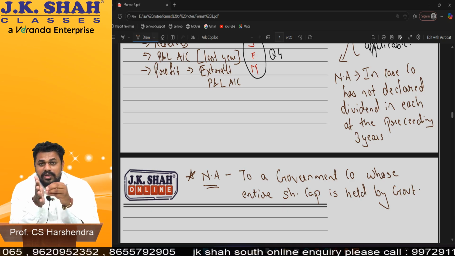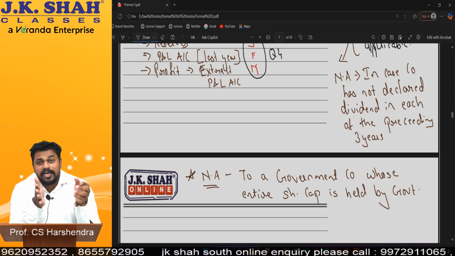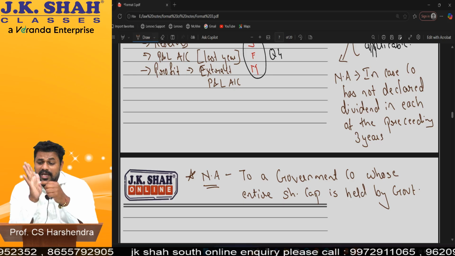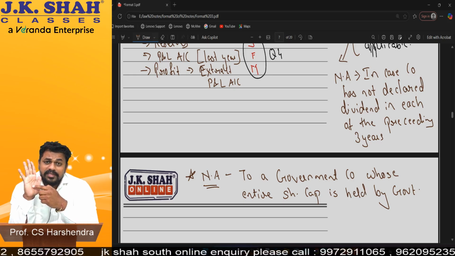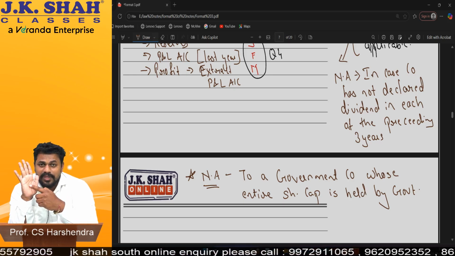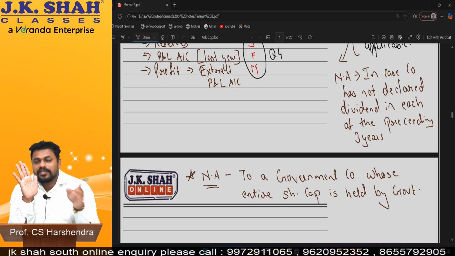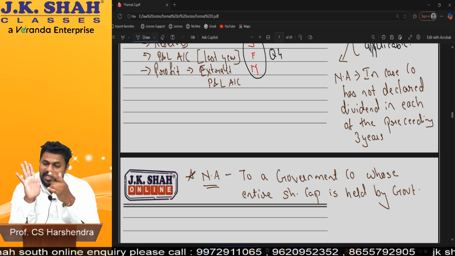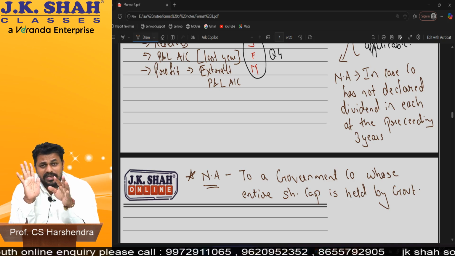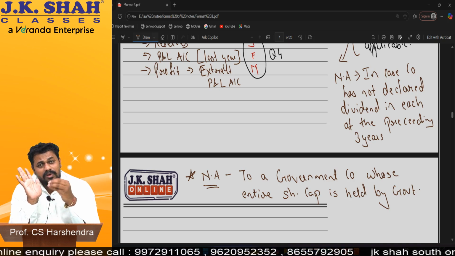First, the legal reason. This rule is put for the protection of creditors, so that the creditors' money may not be lost. Just imagine a government company whose entire capital is held by government. It is as good as government. Will there be a possibility that the creditors would not be paid? No, government will generally pay the creditors.